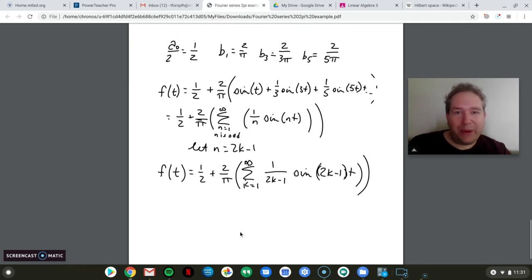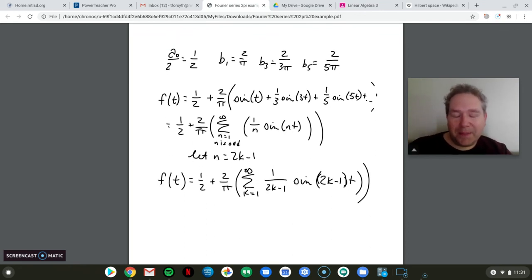I challenge you, if you have your calculators, start building this up in your graphing calculator: 1/2, then add on the first term, then add on the second term, then add on the third term, and very quickly you'll see how this starts to converge to a square wave. It's kind of cool within just a few terms. It'll look like a little wiggly part at the top, and then a wiggly part at the bottom, and then a wiggly part at the top.